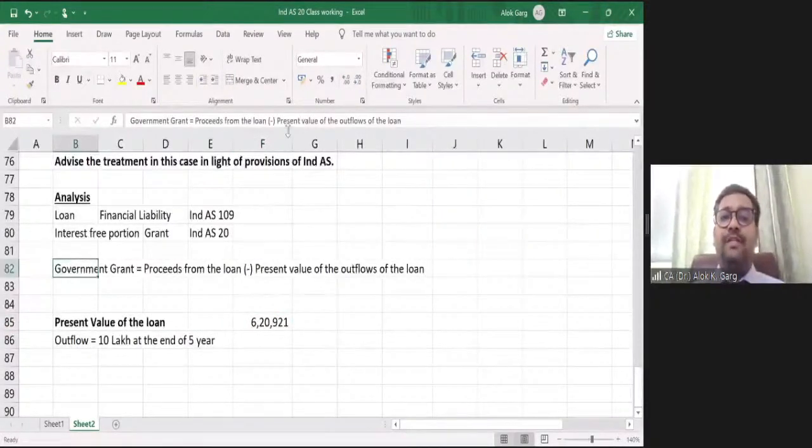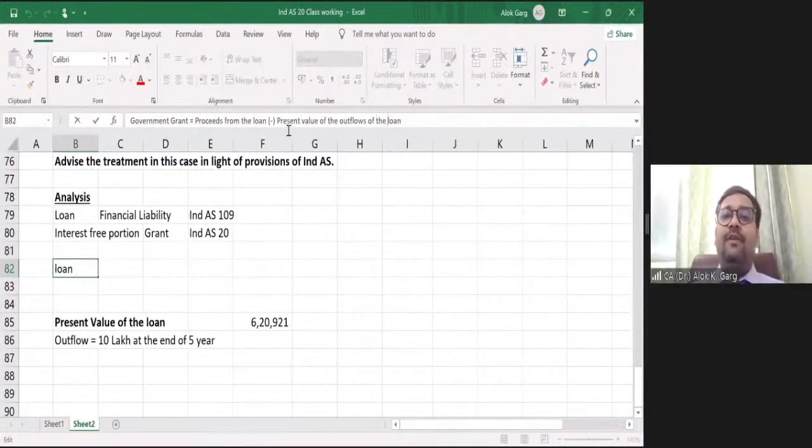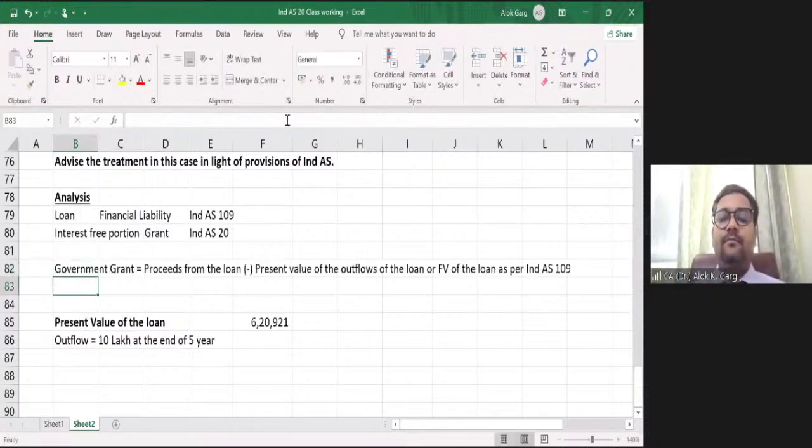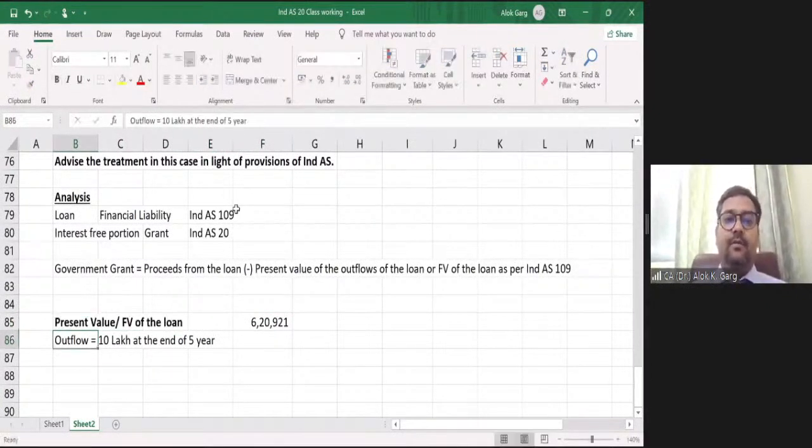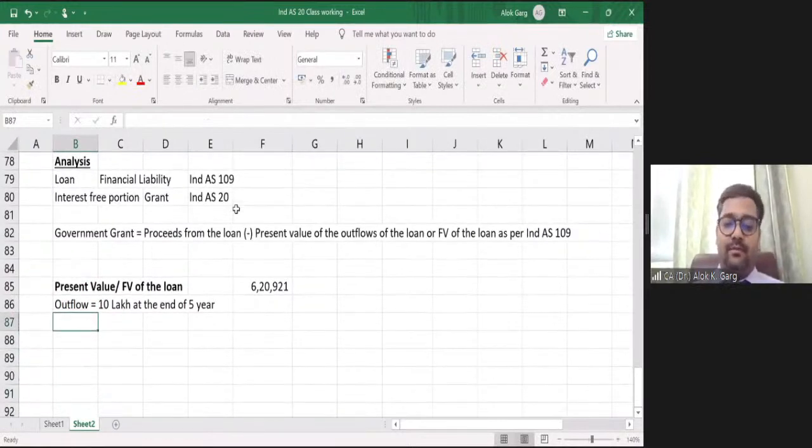So guys, what is a government grant? Government grant is the proceeds from the loan minus the present value of the outflows of the loan, or fair value of the loan as per Ind AS 109. So friends, present value of the loan or fair value of the loan is coming out at 629.21.